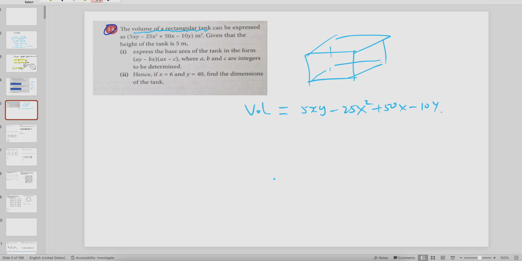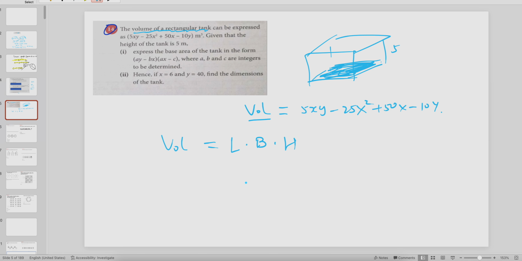Given that the height of the tank is 5 meters, so the height is 5 meters, right? And the volume is this. So how do you find the base area? The volume is this, the height is this. How do you find the base area? So what's the formula? Length times breadth times height will give you the volume of the cuboid, right?